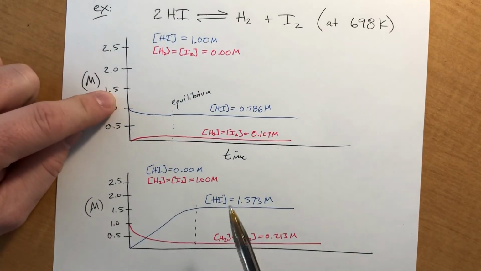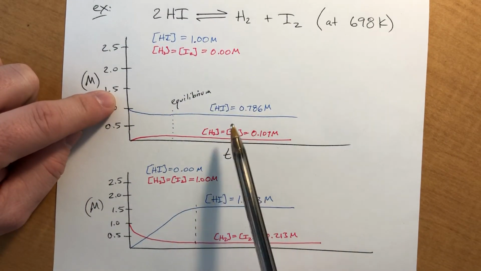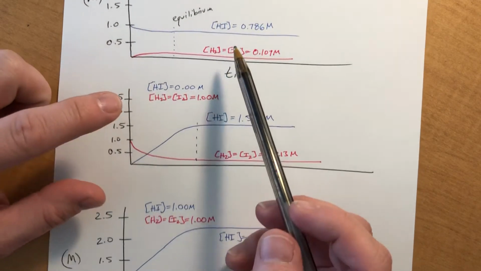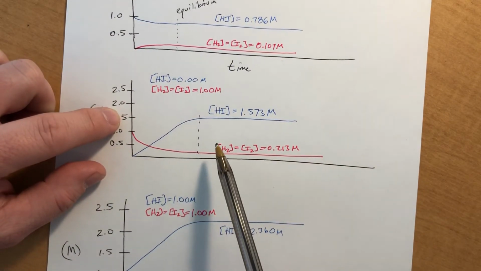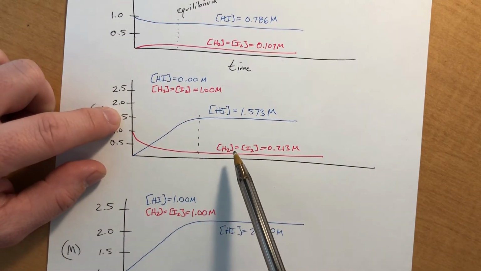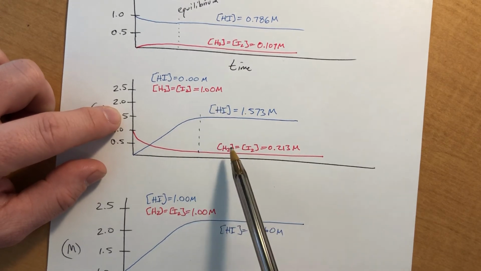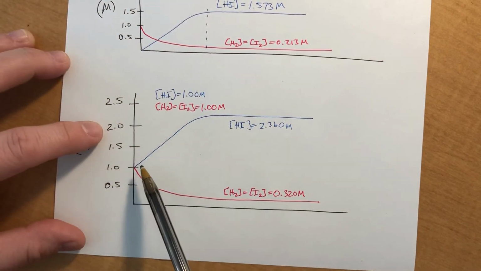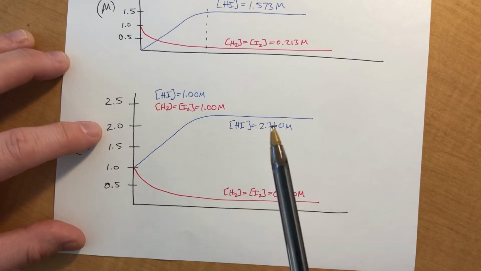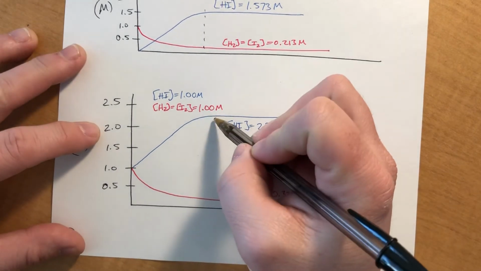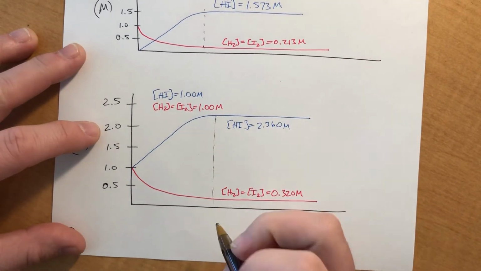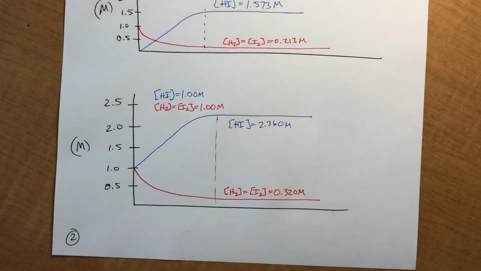So essentially, we need to know what is going on with this reaction, because when we started with only reactants, we ended up with more HI than H2 and I2. When we started with only H2 and I2, we still ended up with more HI than we did H2 and I2, more reactants than products. When we started with equal amounts of everything, we still ended up with more reactants than products. And I don't know, let's say that equilibrium is about there. Okay? So, the question, of course, is what is going on?